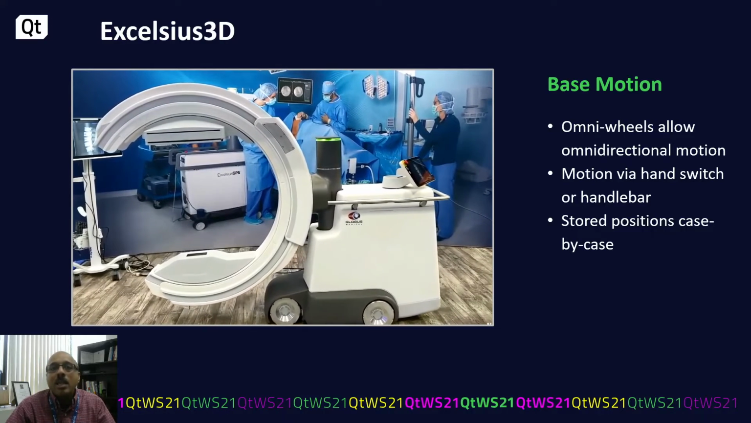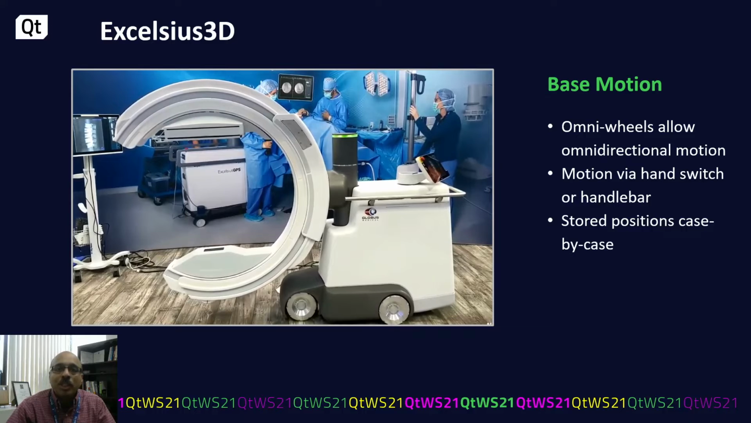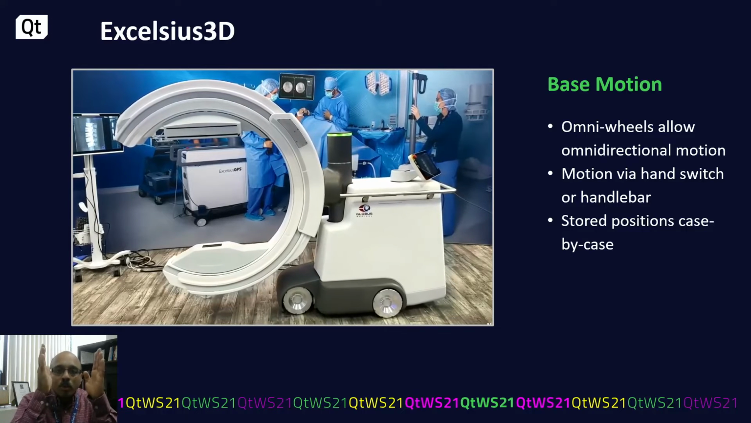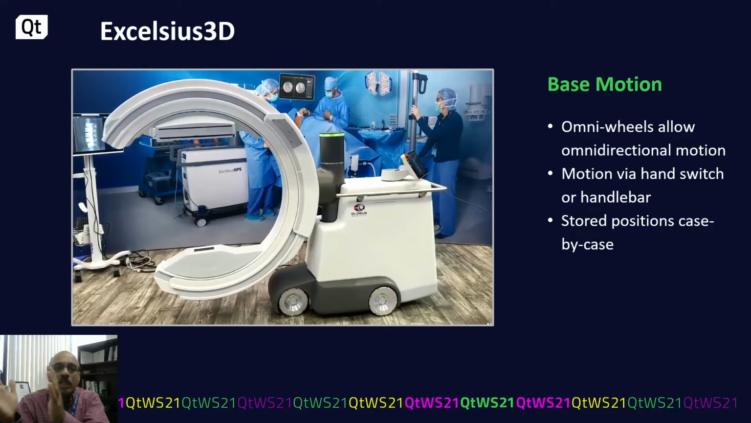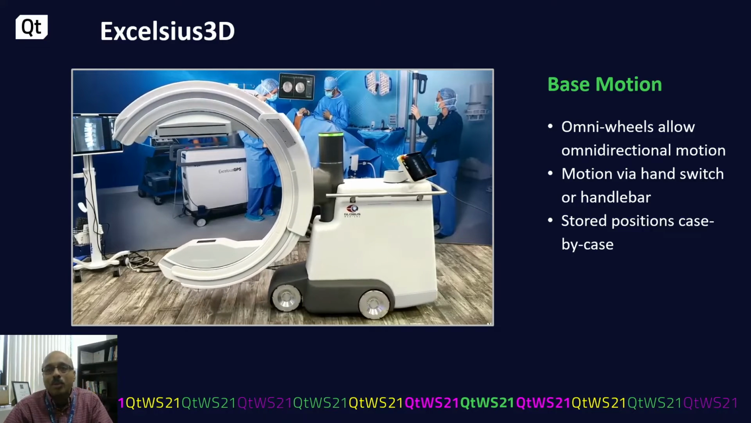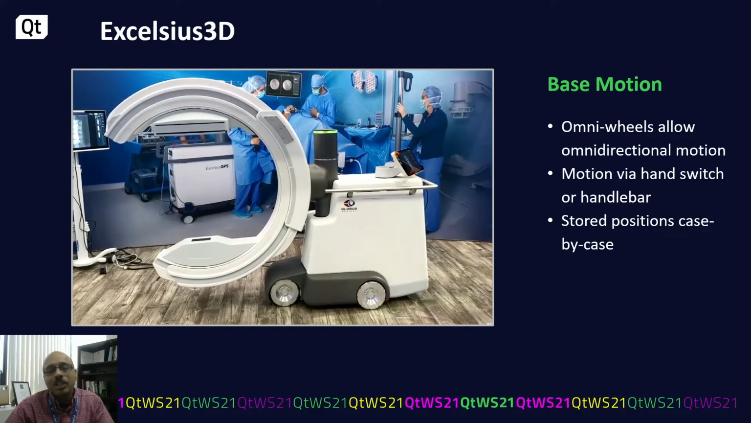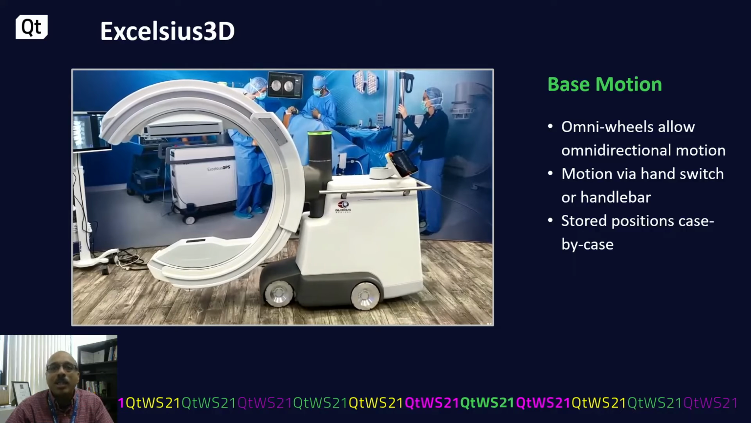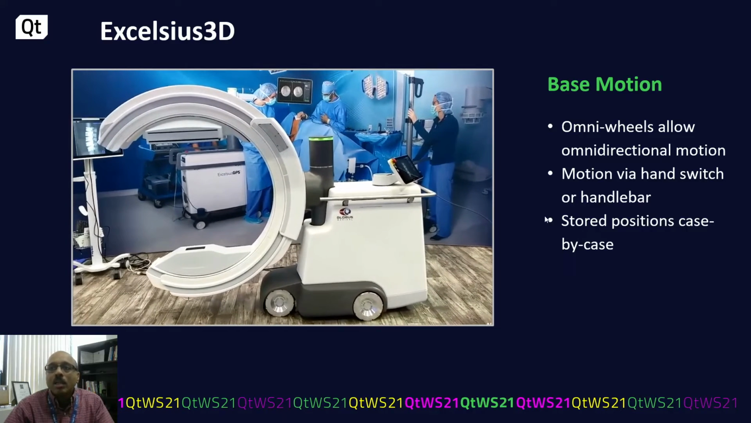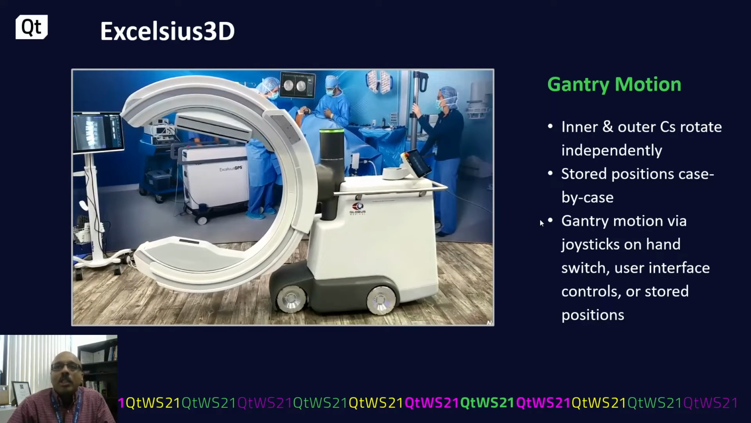We can store the positions of this Excelsius 3D base and go back to the stored position anytime. Thus, if you took a fluoro shot here, you can go somewhere else and come back and take exactly the same fluoro shot. All this software, of course, is written in Qt, and most of the commanding is also done by Qt.